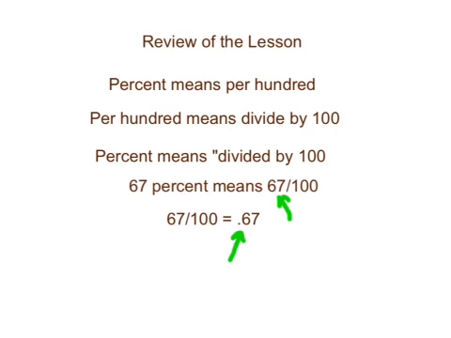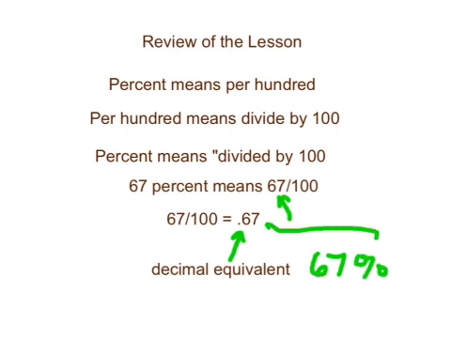We'll write that down. The decimal equivalent of 67/100ths is 0.67. So the decimal equivalent of 67% is 0.67. So 67% is the same as 0.67. This is the decimal equivalent here. There's the percent, and this is written as a fraction.